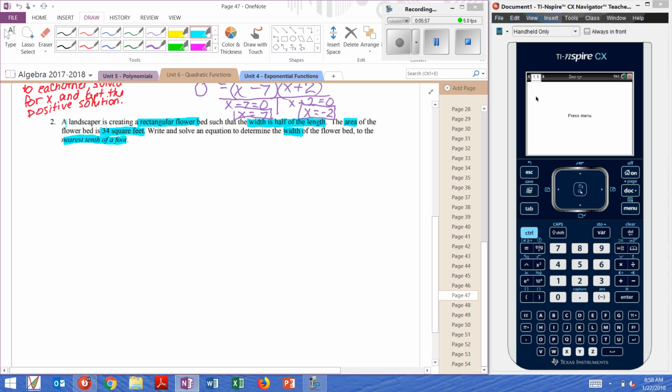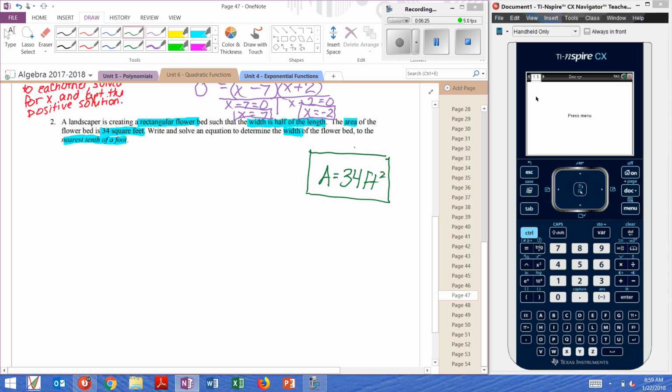Okay, so first thing, they're talking about a picture. I'm going to draw a rectangle, obviously. Okay, here's my rectangle. They told us the area, so the area is equal to 34 feet squared. They told us the width is half the length.